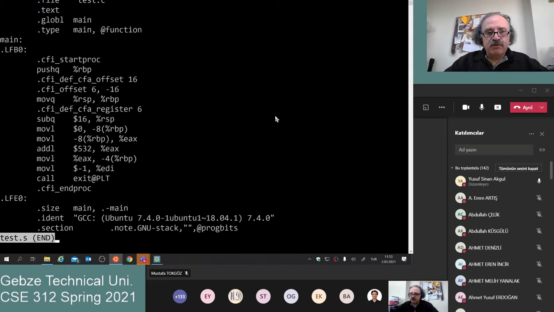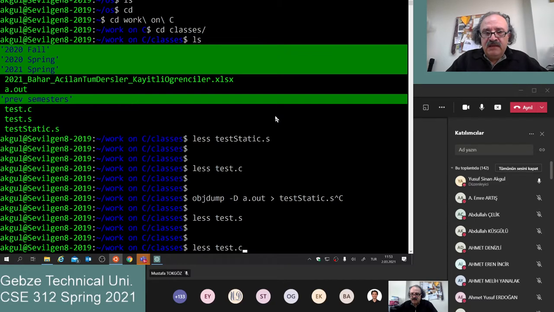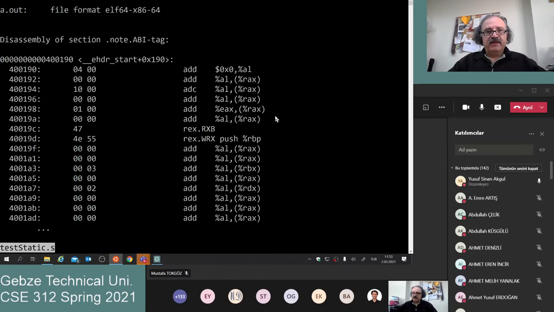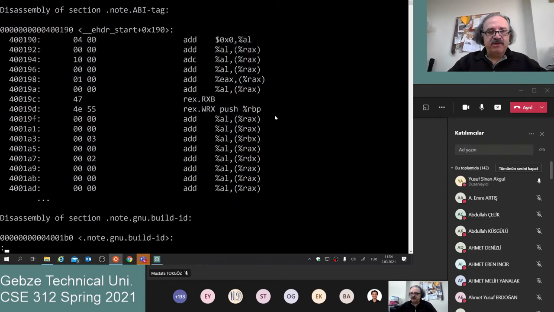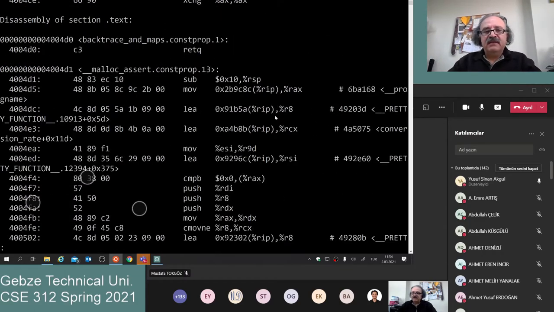This one doesn't include the libraries, okay? This one is just an assembly. This is not the machine code part. But if I produce a.out, and if I object dump the a.out to the disassembled version, this is what I get. On the right side, I have the disassembled version of the machine code, and on the left, I have the machine code actually.